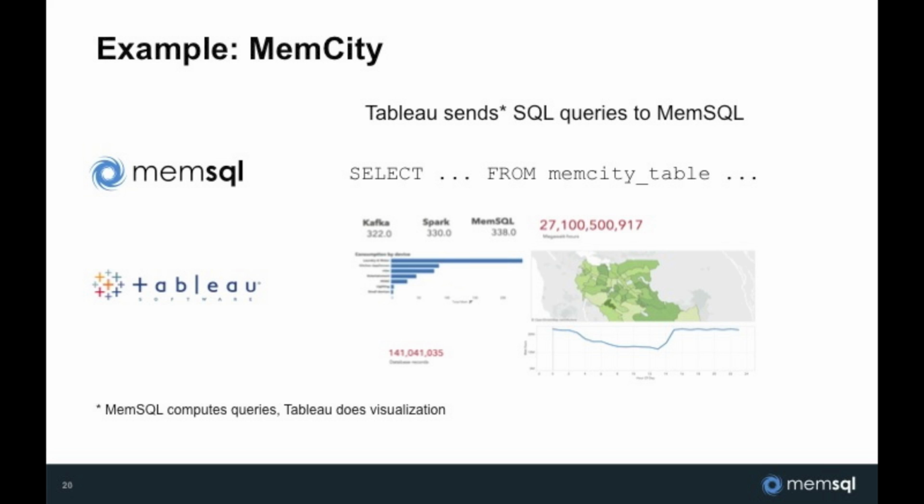The final step is the visualization. So in this example, in the original version of this demo, we were using Tableau for doing the visualization. MemSQL is actually doing the heavy lifting here in terms of doing both the ingest of the real-time data and also computing the queries to create these visualizations.